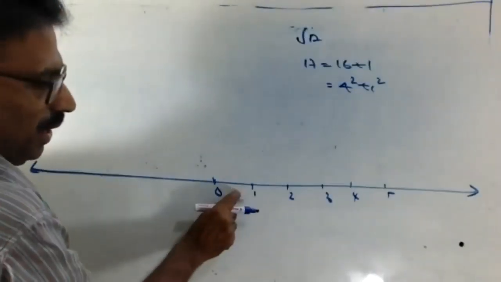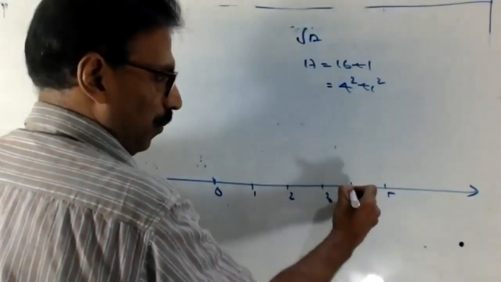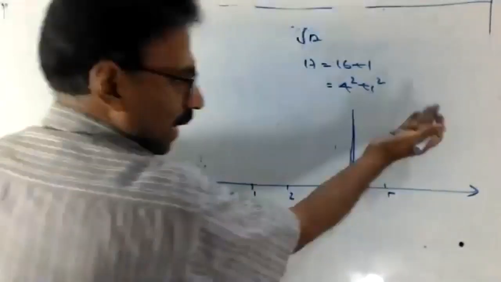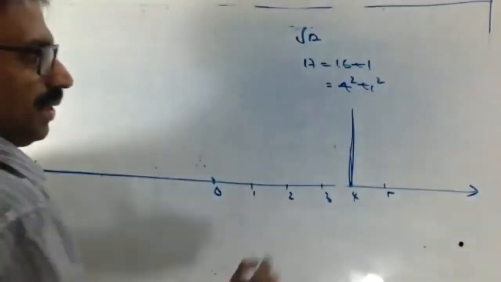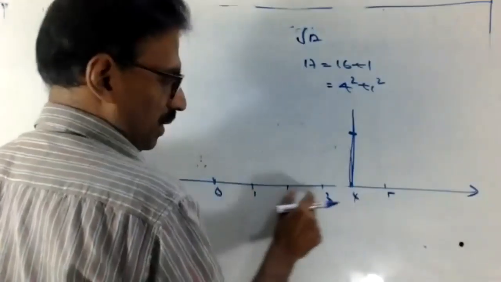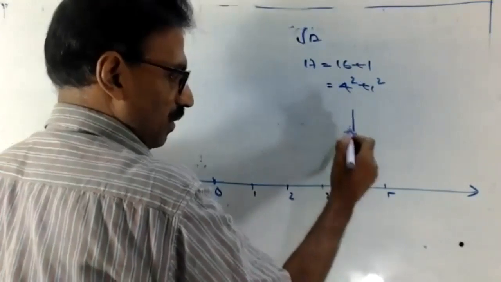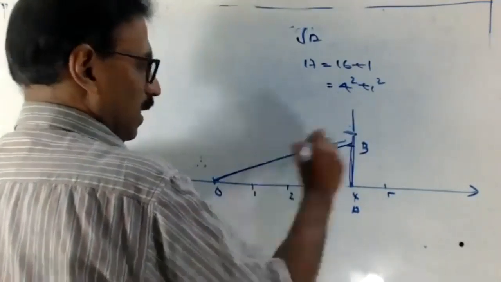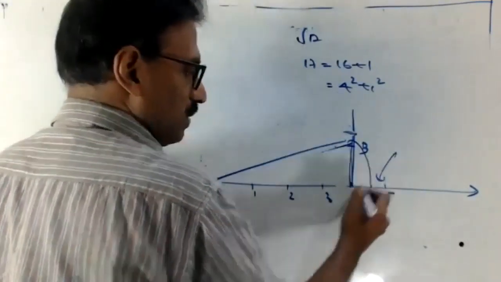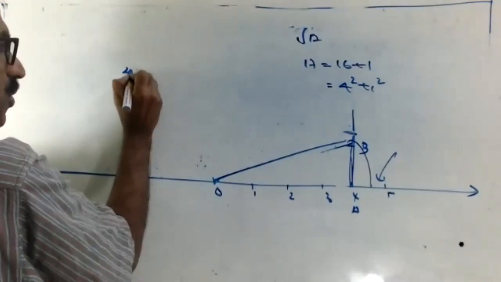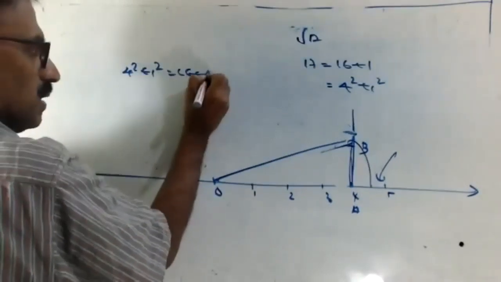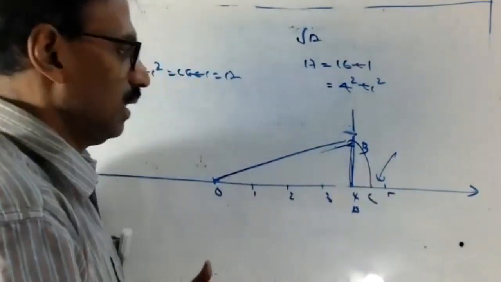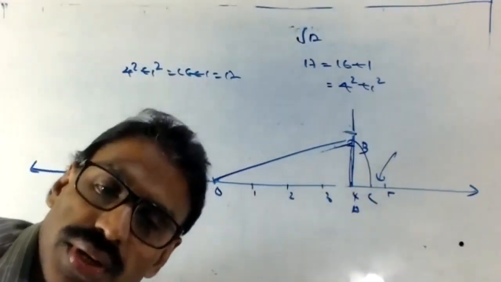You take 1, 2, 3, 4 units. Draw a perpendicular. This perpendicular will be straight. This angle should be 90 degrees, not slanting like this. Here 1 unit, just 1 unit. Small one is enough. A here, B here. Join. Then make an arc. This will be root of 17. You can prove it: 4 square plus 1 square, 16 plus 1 equal to 17. Therefore, OB equal to OC equal to root of 17. Are you okay?